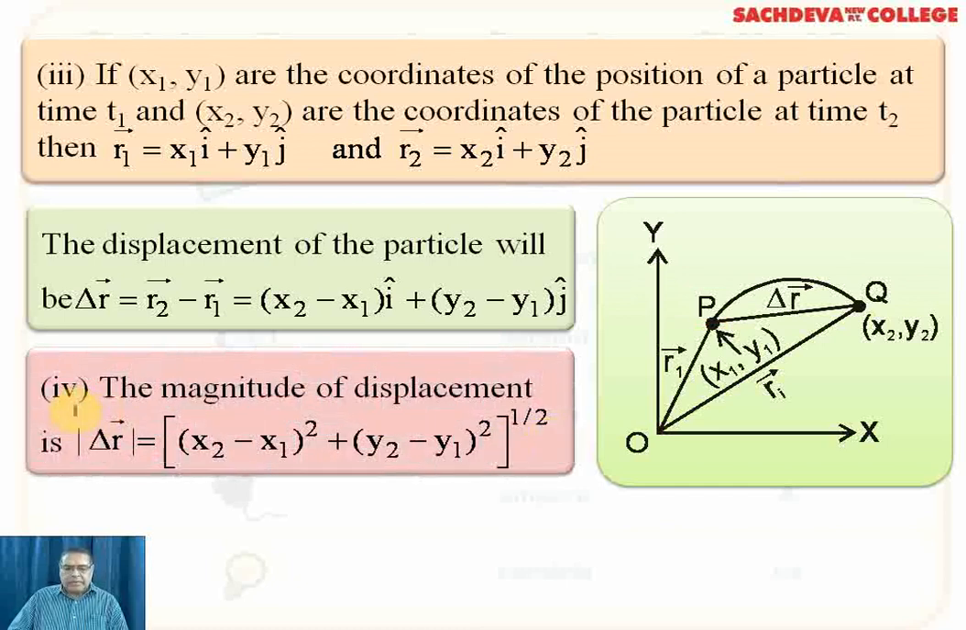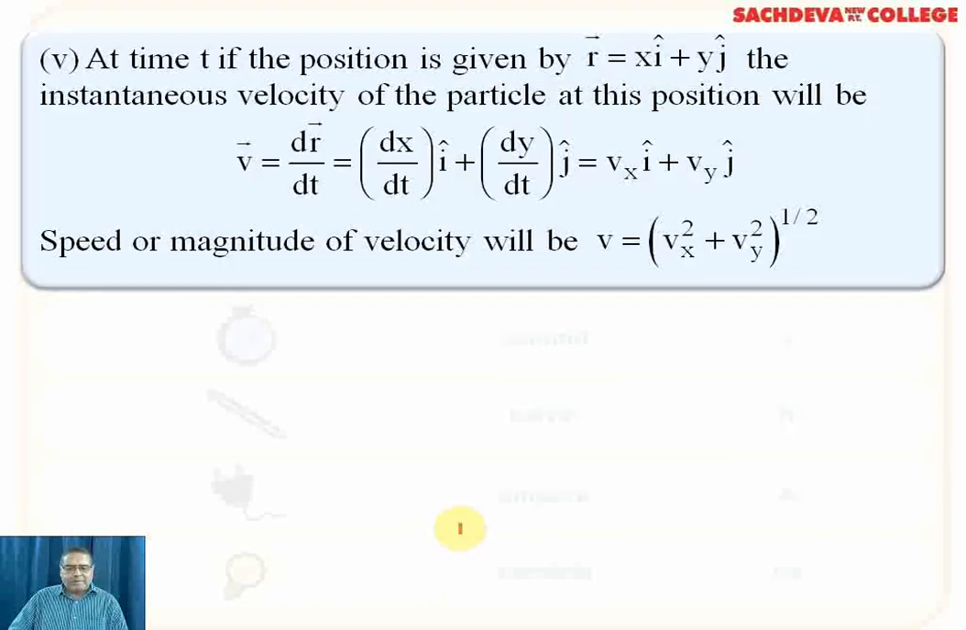Now, if we want to find the magnitude of displacement, we remove i and j, take only the coefficients of i and j, square them, add them, and take the square root. So the modulus of delta r is equal to [(x2 - x1)^2 + (y2 - y1)^2] to the power 1/2.